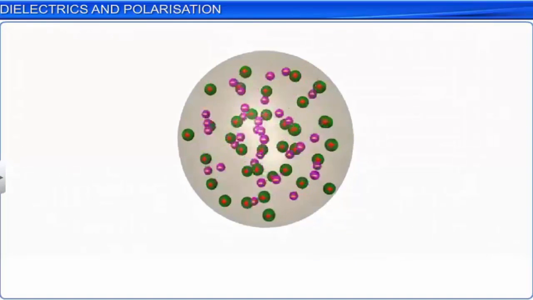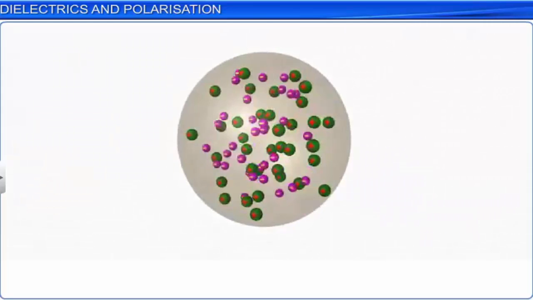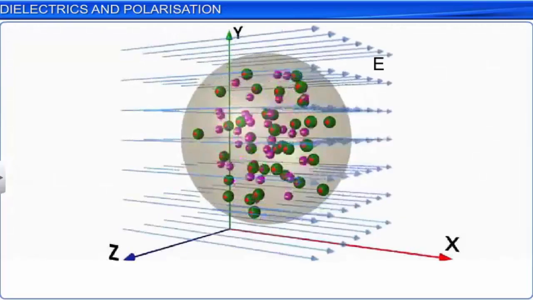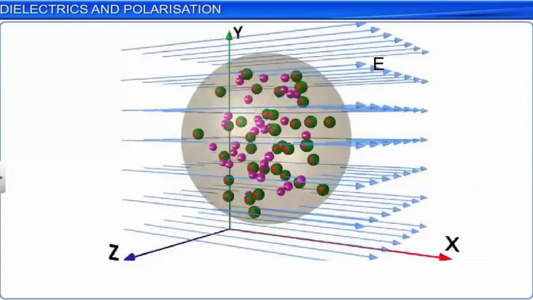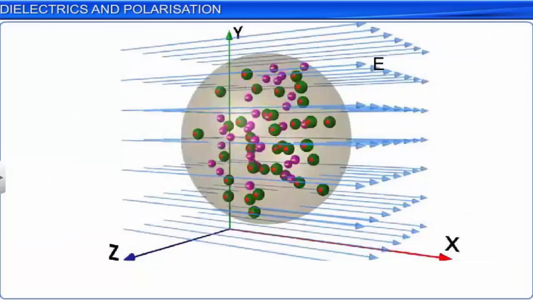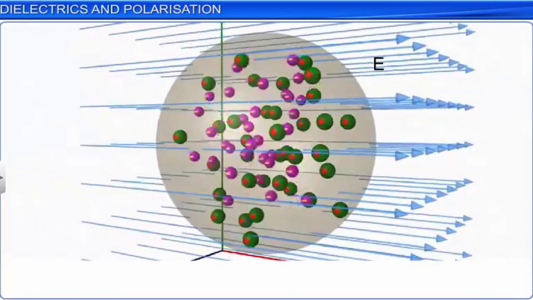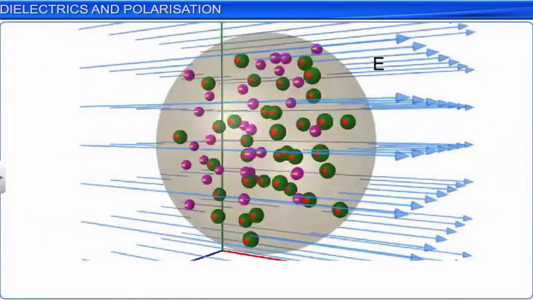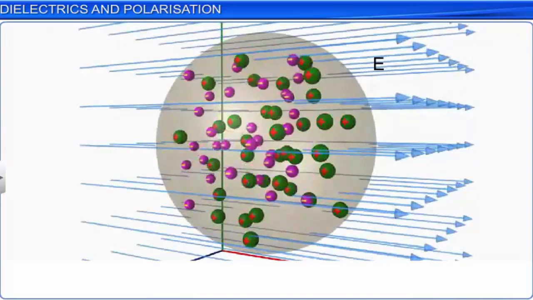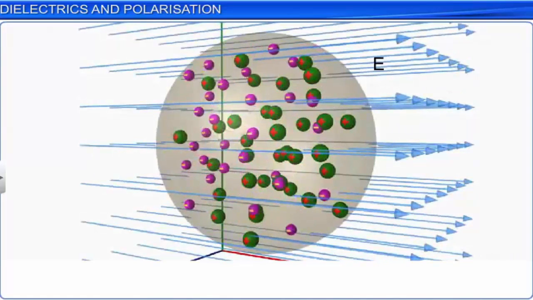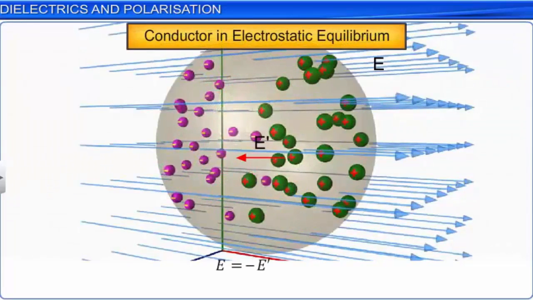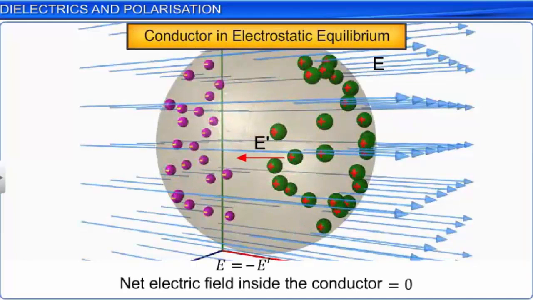When a metal conductor is placed in an external uniform electric field of strength, say E, we know that charge distribution takes place in the conductor due to the movement of the free charges, and the electrostatic induction occurs in such a way that in equilibrium, the electric field strength E' inside the conductor due to the induced charges is equal and opposite to the external field of strength E. Hence, the net electric field inside the conductor is 0, and the conductor is said to be in electrostatic equilibrium.